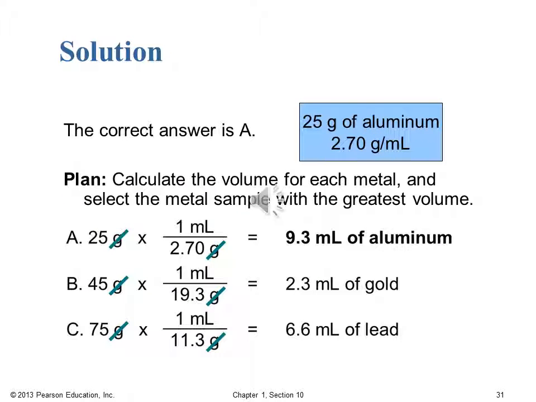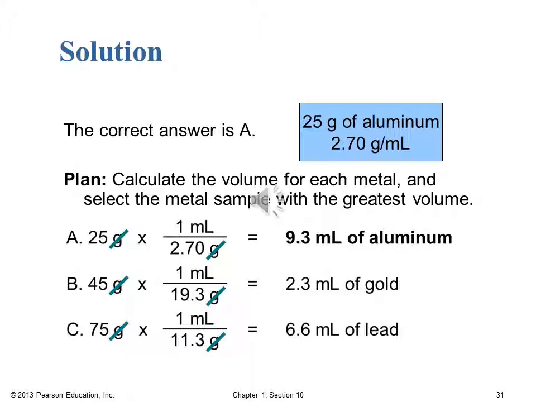Okay, so this was a tricky one if you didn't know exactly what you were solving for, and the correct answer turns out to be A. If you listened to my advice, you're solving for the volume of each of those objects, and the one with the greatest volume would be the object that displaces the most water, because the volume of the object is the amount of water it will displace. So for A, you're taking that 25 grams, multiplying it by 1 milliliter over 2.70 grams to find the milliliters of aluminum that would occupy that mass. It turns out to be 9.3 milliliters of aluminum.